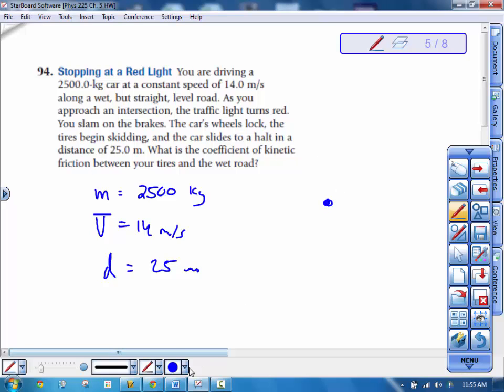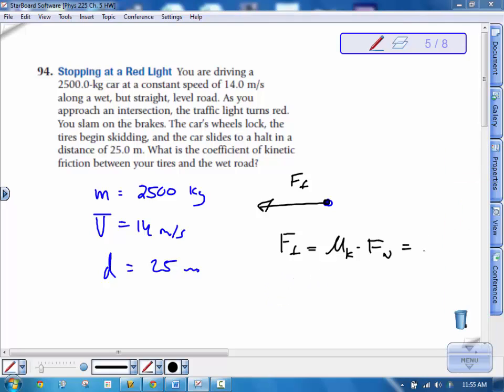Okay, the key is going to be a free body diagram for these. We need to look at the forces that are acting on the car. When we slam on the brakes, there's only one force acting on the car, and that's the force of friction. That force of friction is equal to the coefficient of kinetic friction times the normal force. It's also equal to ma. Every force is equal to ma. So because we were given a distance and velocity, we can find the mass times the acceleration, and we can set it equal to this. So this is the equation we're going to use right here.